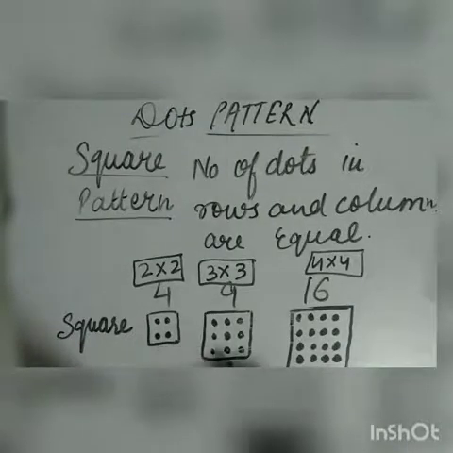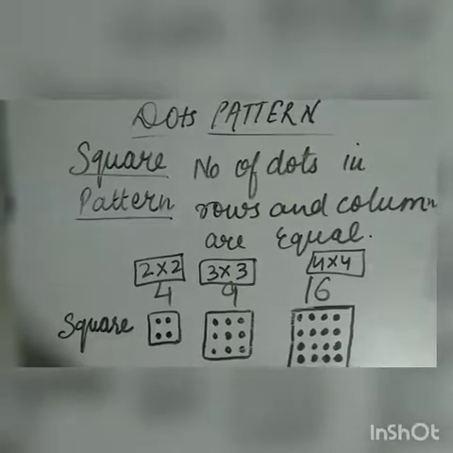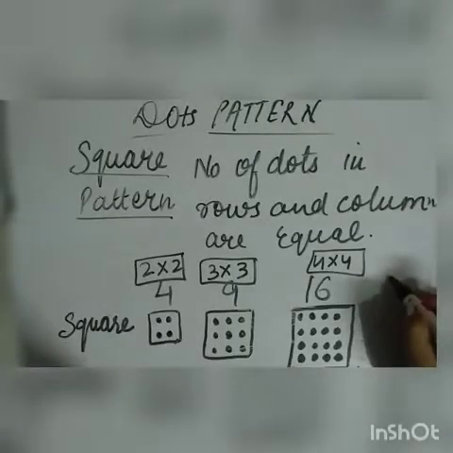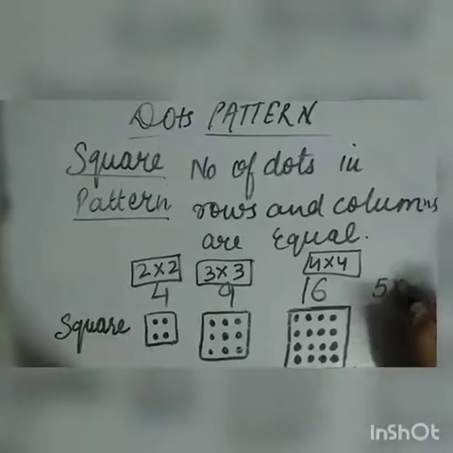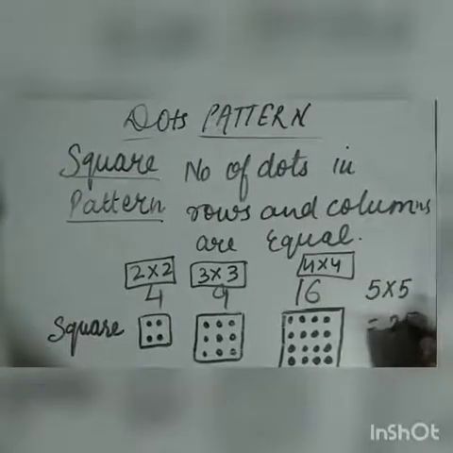So 4, 9 and 16, these numbers are known as perfect squares. So the next number that is a perfect square is 5 multiplied by 5 is equal to 25.